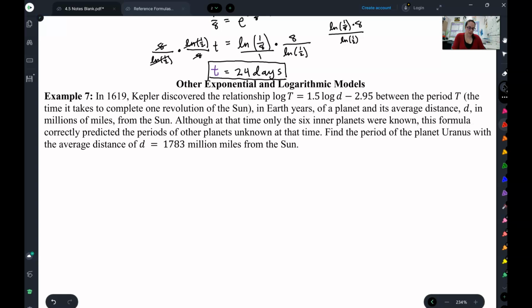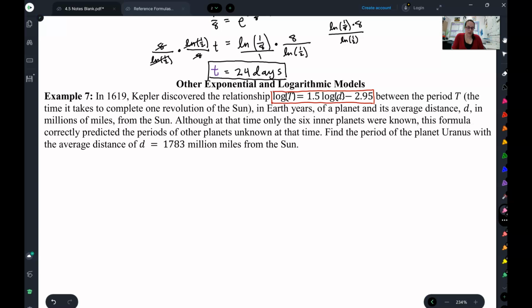So let's box this in. This seems important. It's an equation. It's probably the equation we're going to use for this whole problem. If it helps, I would put parentheses around the t and the d so you can see what's inside the log. Now, this relationship is between the period t.